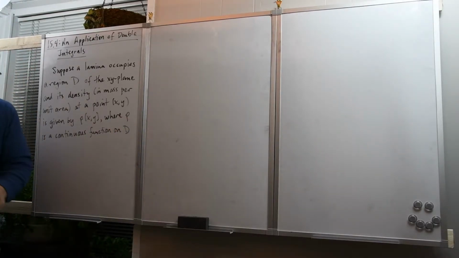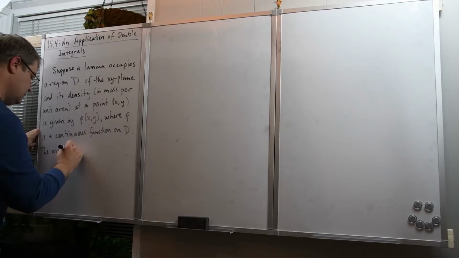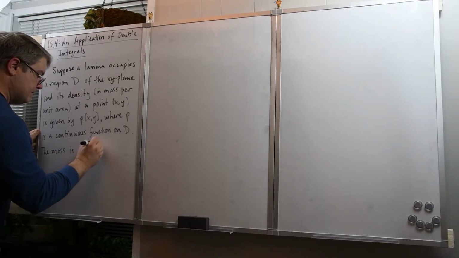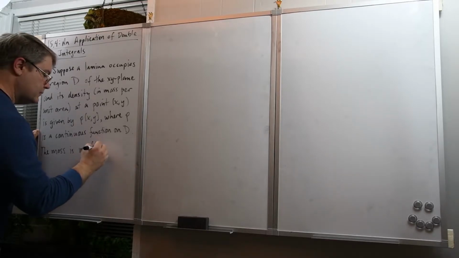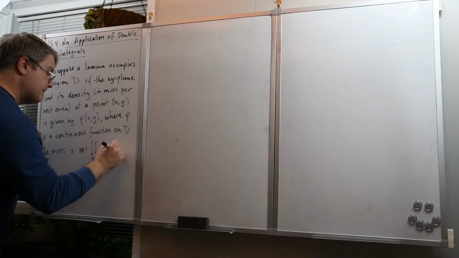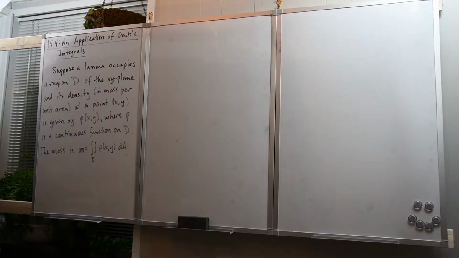And the mass is going to be given to us by m, which is equal to the double integral over this region D of our density function, rho of xy. All right. So let's consider why this might be a reasonable way to represent the mass.